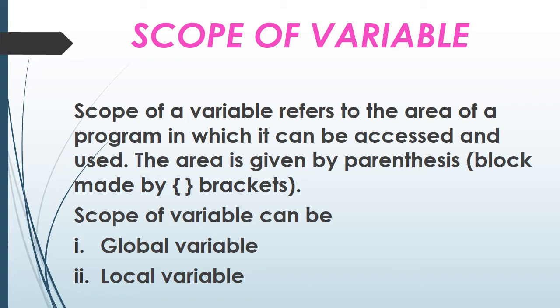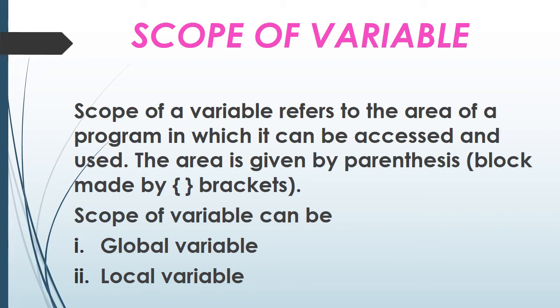And how can we know about that area? This area is given by curly braces, and it is also known as a block. So whatever is written within the curly braces, that area is known as a block. So the scope of the variable means the area in which that variable is accessible.